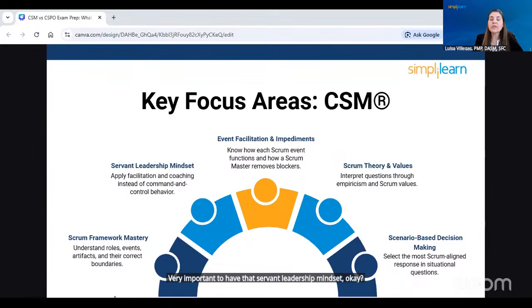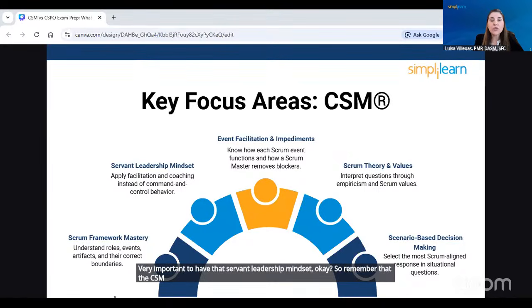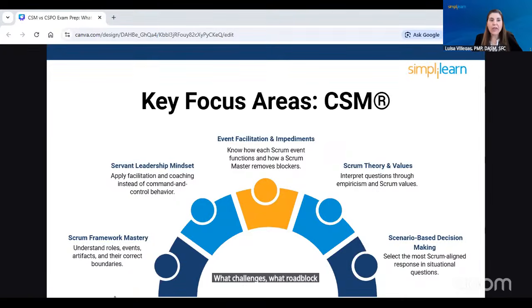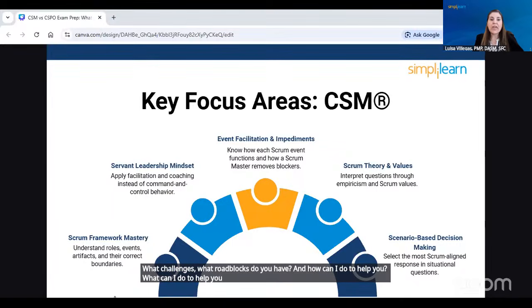Okay, so remember that what the Scrum Master is doing is removing impediments. So they are always going to approach the team that is doing the work, asking them, how can I help you do your work better? What challenges, what roadblocks do you have? And what can I do to help you? So they are doing more facilitation and coaching than giving orders or making decisions, right? So there's a little bit of a difference with the product owner.